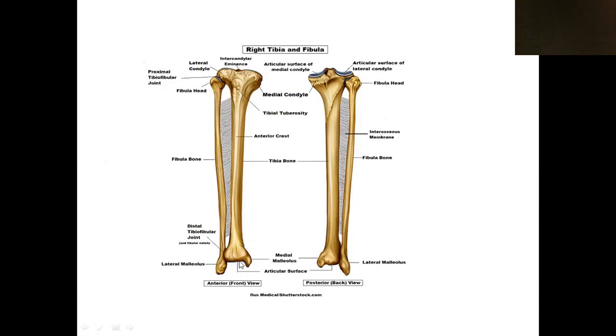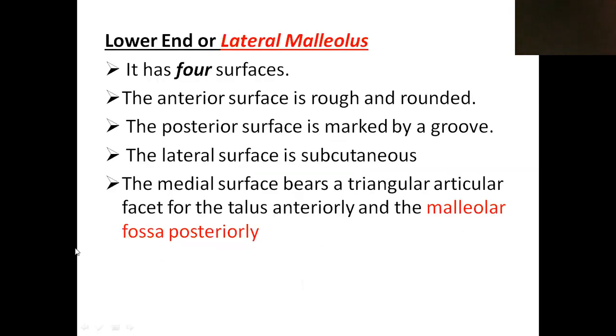See, the talus bone comes here. So this side of the fibula articulates with the talus bone. Then behind that, here it has one more fossa, one more depression. That is the malleolar fossa. So these are some of the important features of the tibia and fibula. Okay.